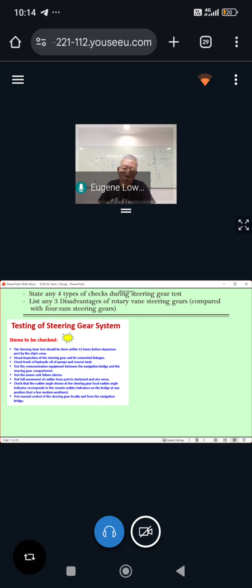4 types, at least you should know out of so many points. Steering gear test should be done within 12 hours before departure of the port by the ship's crew. Why within 12 hours? More than that, things can happen. Certain things can go wrong within 12 hours, so if you go more than that, you're increasing the risk of something happening. Of course, the best is to test a steering gear 1 to 2 hours before departure. But you can test slightly more than that, but not more than 12 hours.